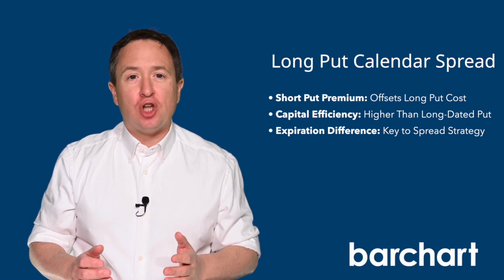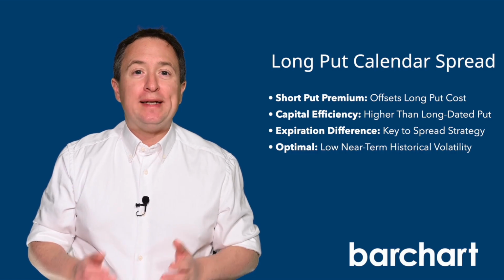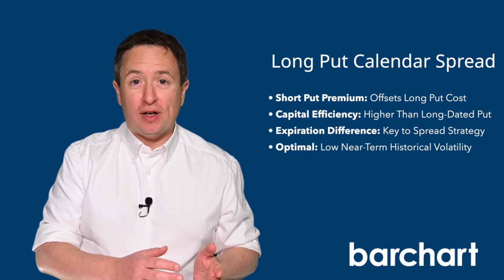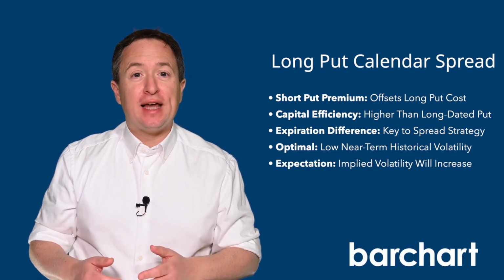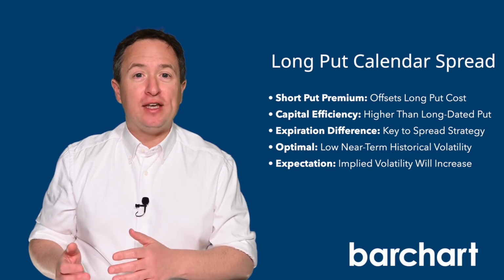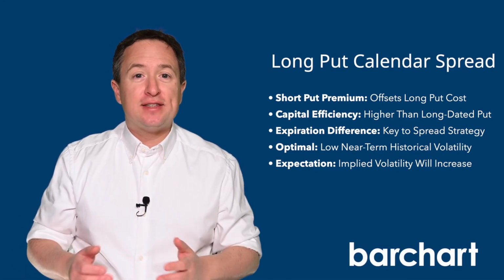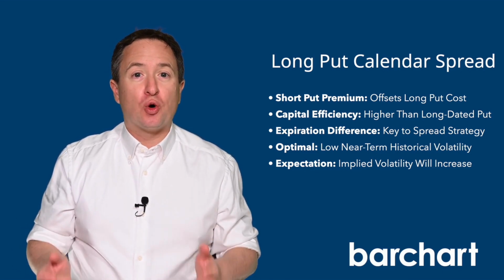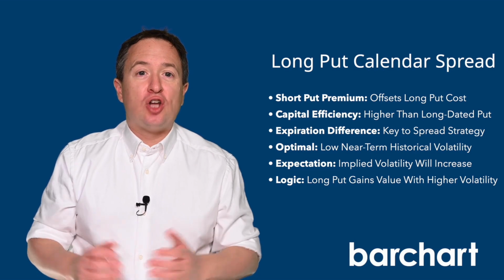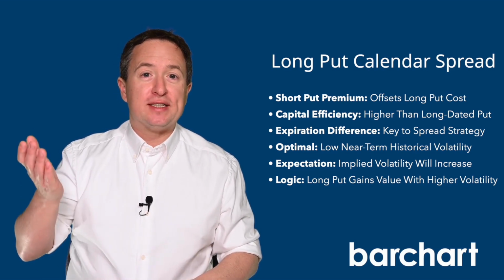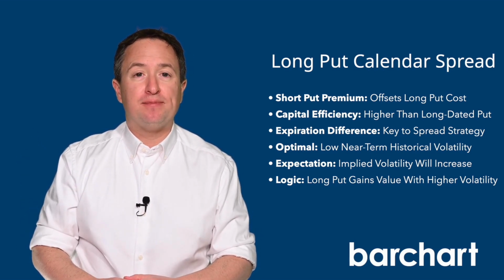Traders often use long put calendar spreads when near term historical volatility, or HV, is low, with the expectation that implied volatility, or IV, will increase as the trade approaches the short put's expiration date. The logic is that the long put's premium increases with the increased volatility.